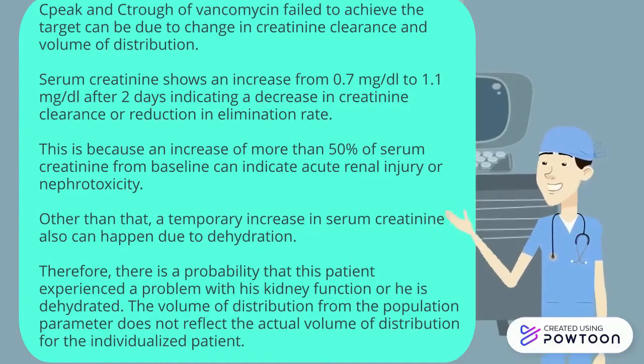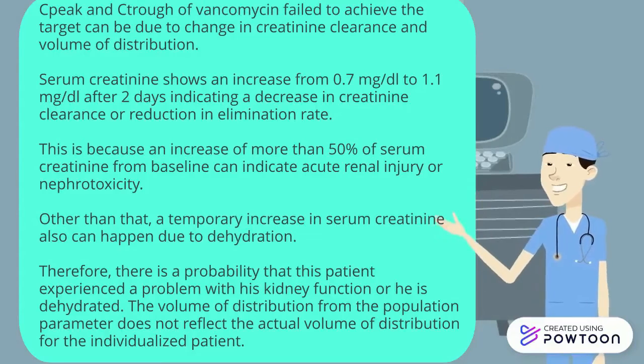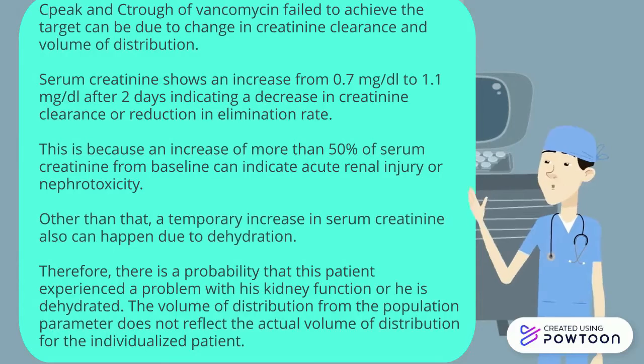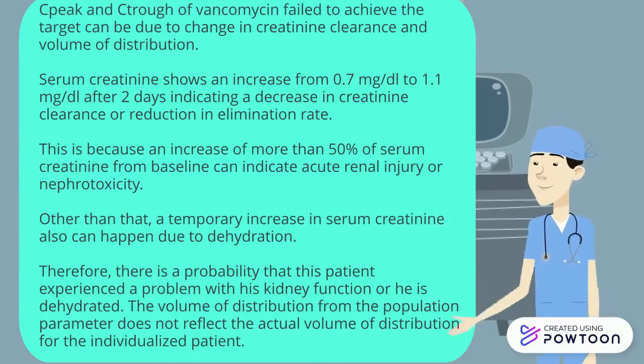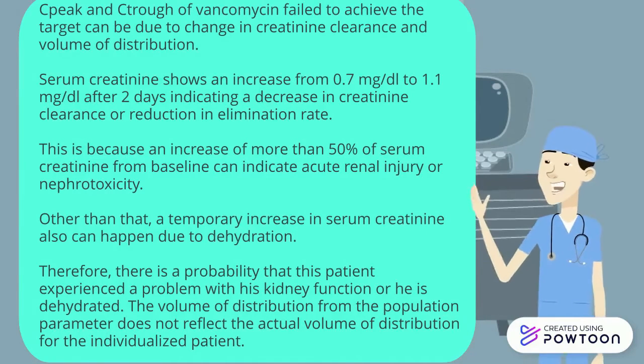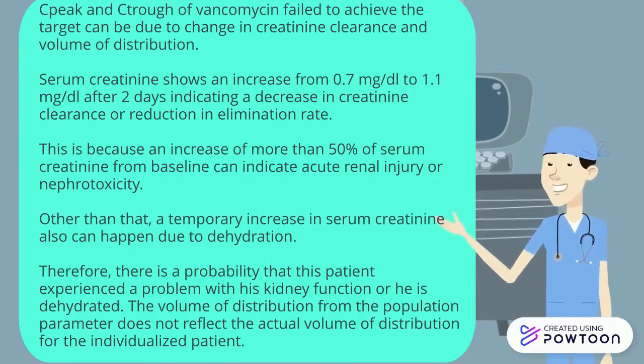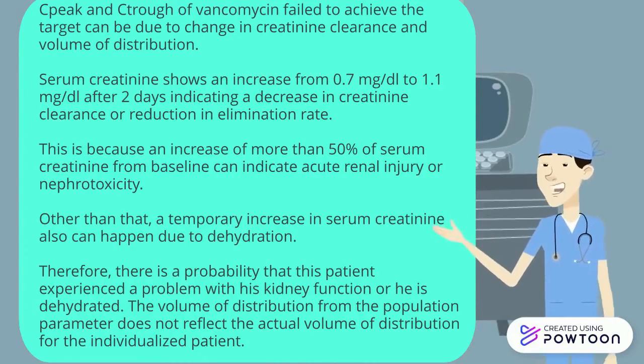C-peak and C-trough of vancomycin failing to achieve the target can be due to change in the creatinine clearance of the patient and the volume of distribution. Serum creatinine shows an increase from 0.7 mg per deciliter to 1.1 mg per deciliter after 2 days, indicating a decrease in the creatinine clearance or reduction in elimination rate.